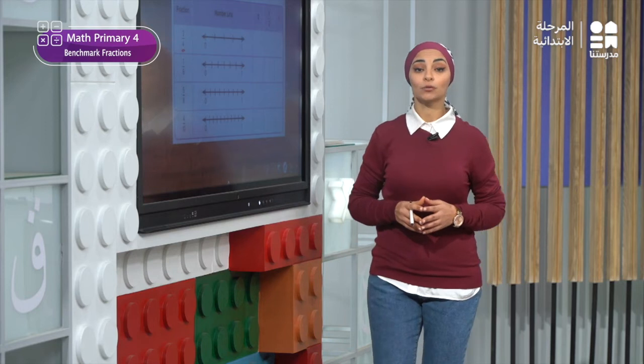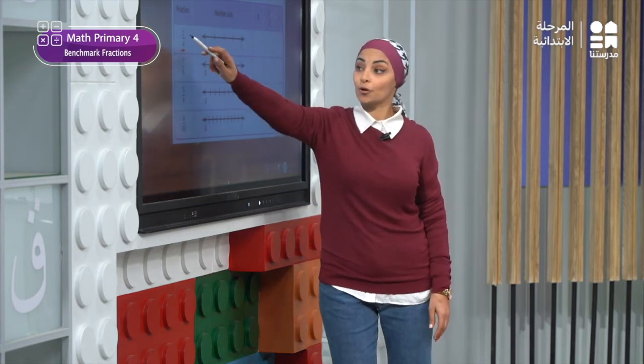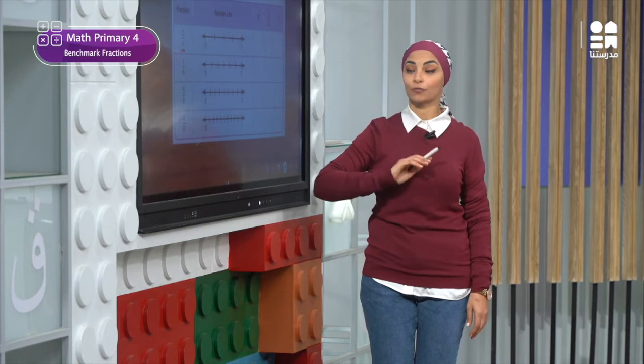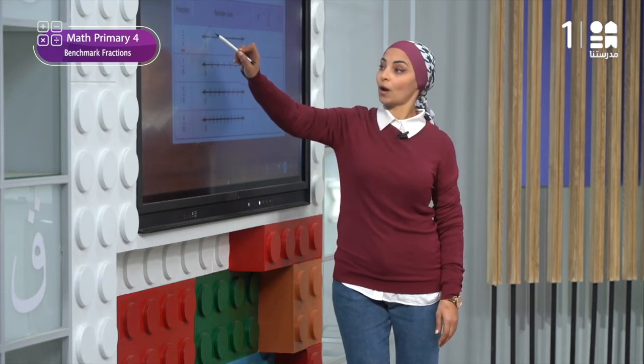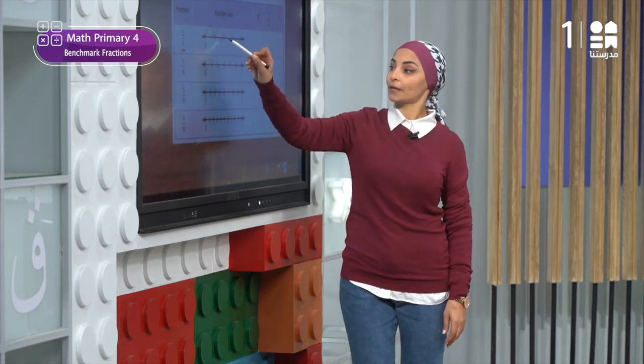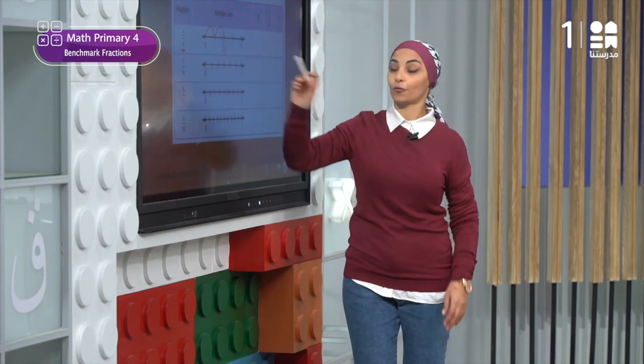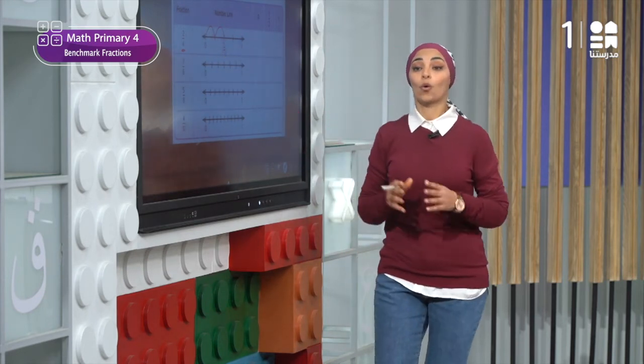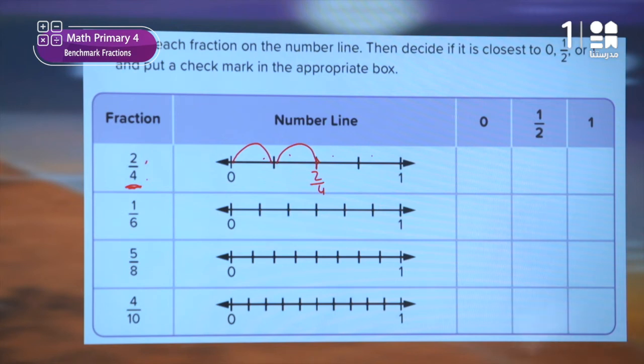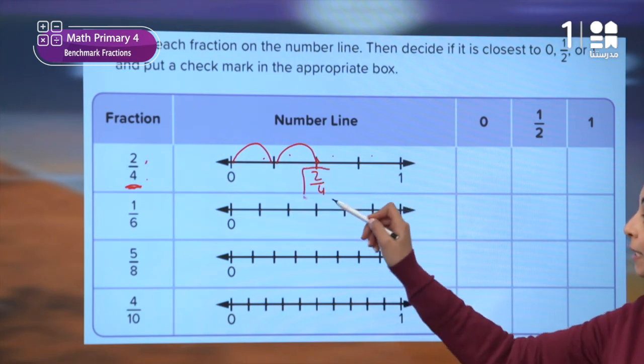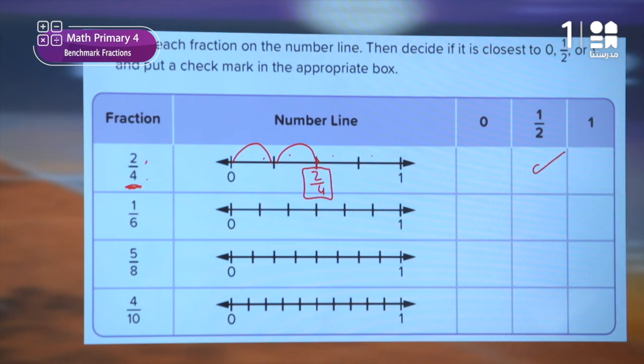So I will count from 0. أنا عايزة 2 parts out of 4. I will count from 0. يبقى 0 1 and 2. يبقى here I reach 2 over 4. Right? So what should I do here? Yes, what do you think this mark is closest to? المارك دي أقرب حاجة ليها إيه؟ 0 ولا half ولا 1? Yes, as you see here, this mark is in the middle, right? So it is equal to half. So I will put a check at the half.